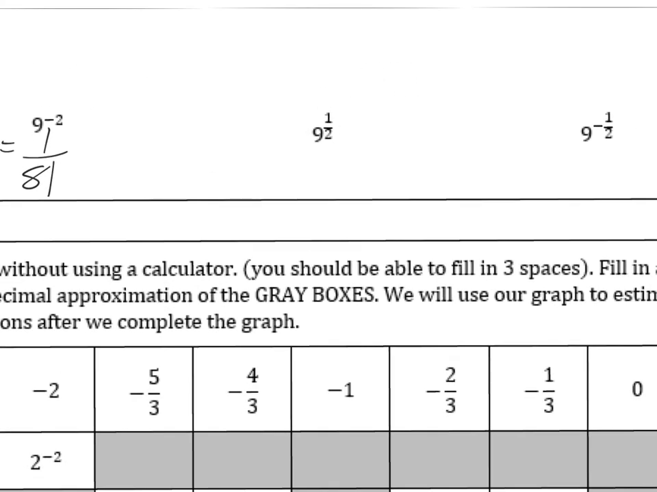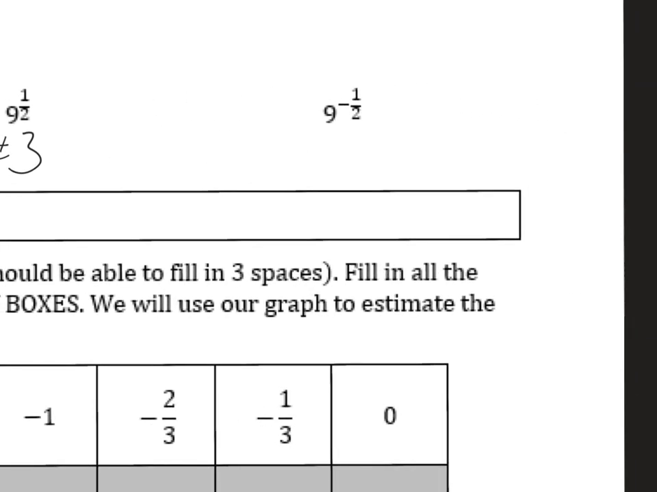Okay. 9 to the 1/2. Again, thinking back to our previous notes, it's the square root of 9 to the first, which is just plus or minus 3, right? This one we have a negative. So I have 1 over 9 to the 1/2, which equals 1 over the square root of 9, which is 1 over plus or minus 3.